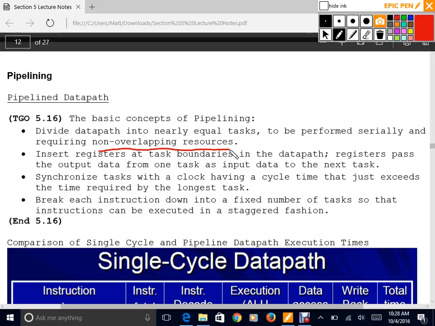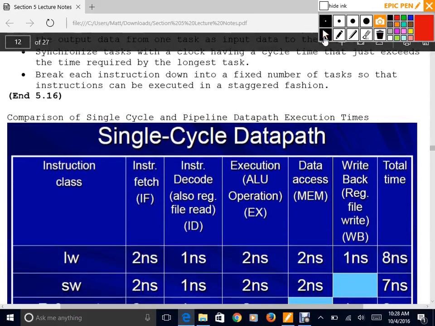And then last is break each instruction down in a fixed number of stages. In MIPS, that's 5, so that instructions can be executed in staggered fashion: instruction fetch, instruction decode, execute, memory, and write back. So I'm going to scroll past the first 2 bullet points and show you this diagram here.